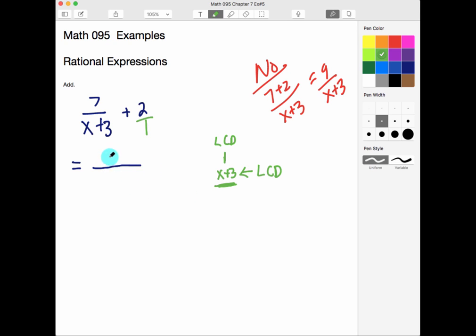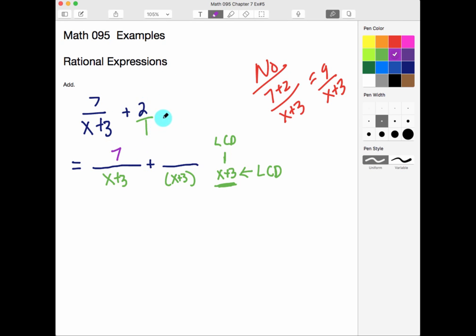So I'm going to end up saying something over x plus 3 plus something over x plus 3, and we need to have an x plus 3 denominator. Out of habit, I wrote parentheses. You actually don't need the parentheses down there. They still are the exact same. So what did I do to the second fraction? The first fraction already had the least common denominator, so nothing to change there.